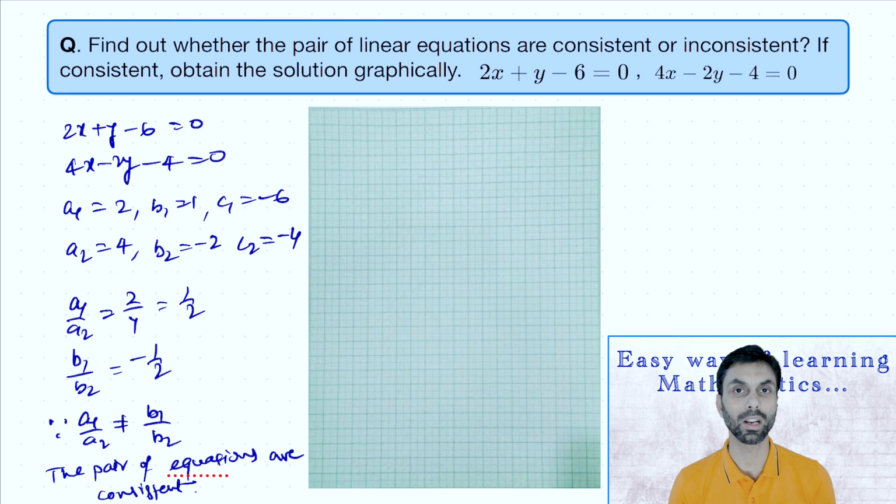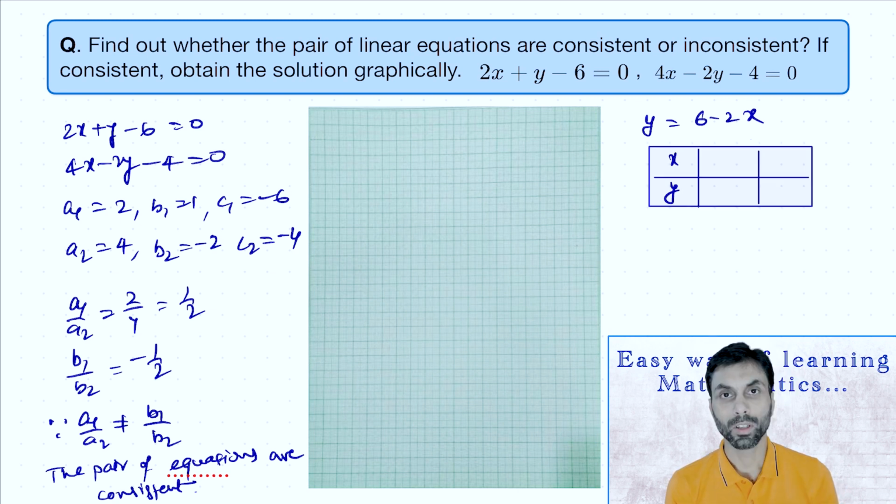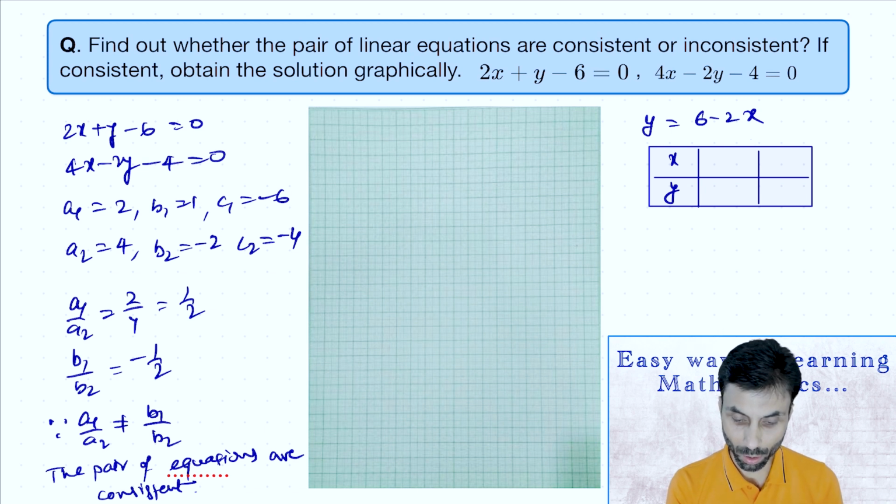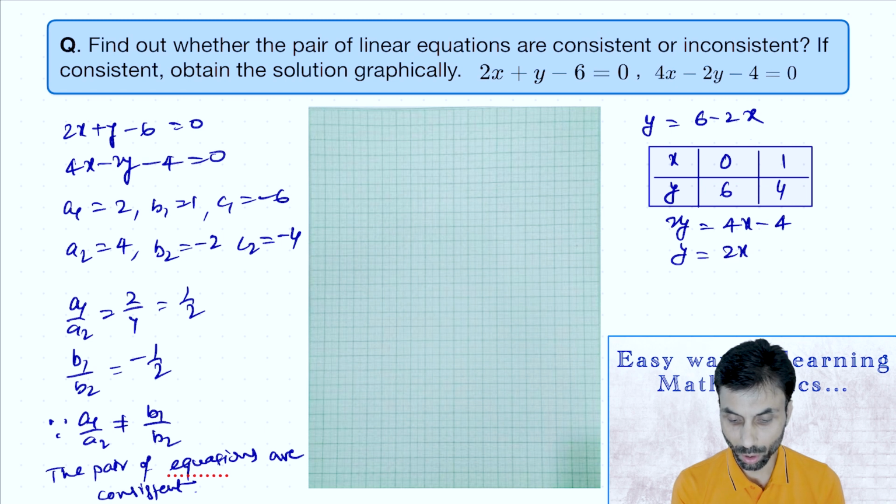As we know, to draw a line, we need a minimum of 2 points. So let's rewrite the first equation. We can write it as y equals 6 minus 2x. So here, if you take x equals 0, the value of y will be 6, and if you take x equals 1, the value of y will be 4. In a similar way, for the second equation, it will be 2y equals 4x minus 4, which can be written as y equals 2x minus 2.